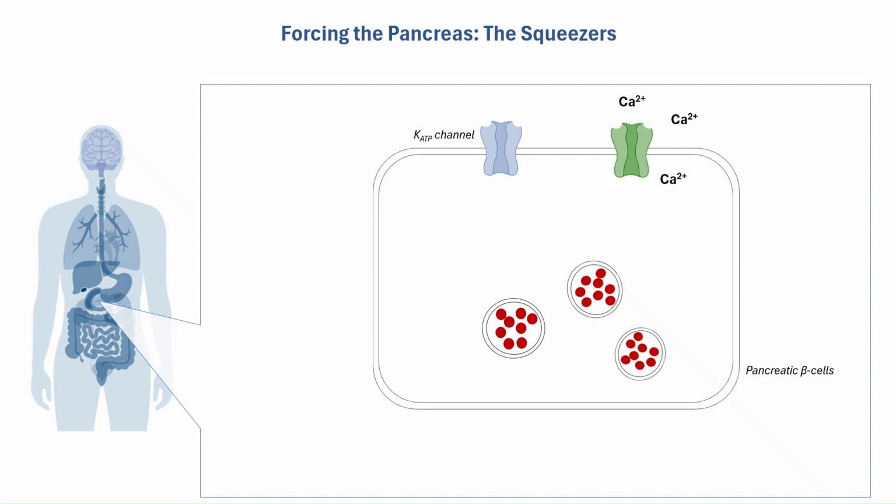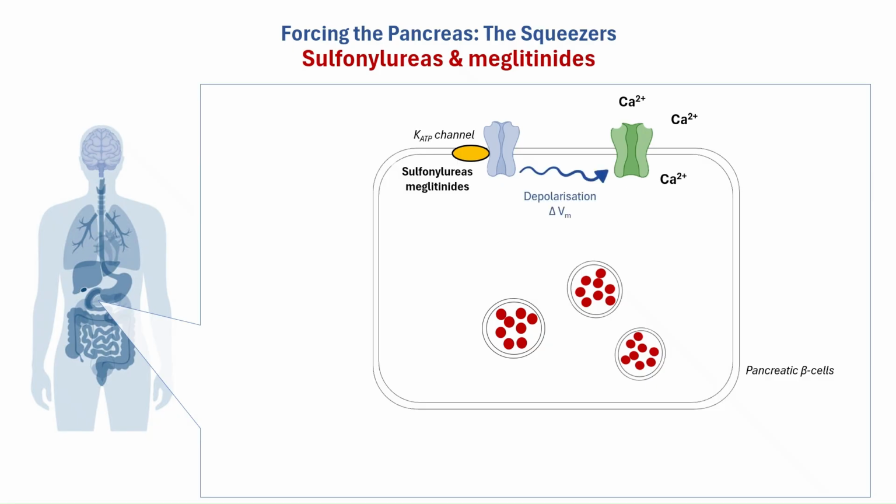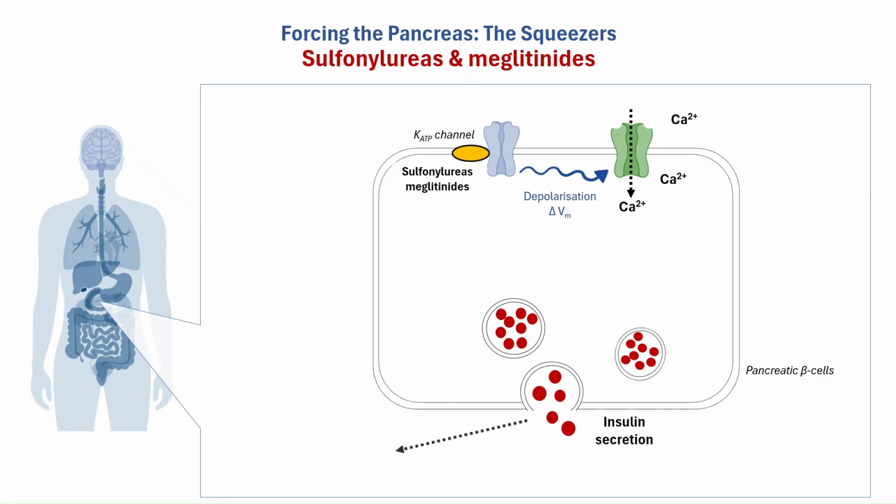Some drugs bypass physiology altogether. Sulfonylureas and meglitinides force insulin release by closing ATP-sensitive potassium channels on pancreatic beta cells. The cell depolarizes. Calcium enters. Insulin is released, regardless of glucose levels. A rise in plasma insulin increases glucose uptake and decreases hepatic glucose production. These drugs lower glucose effectively, but at a cost. Hypoglycemia, weight gain, and progressive beta cell exhaustion. They squeeze the pancreas, instead of supporting it.